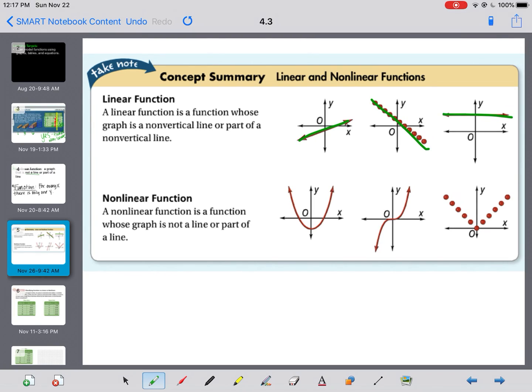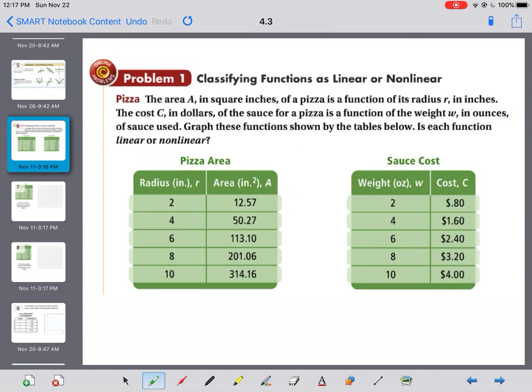Here are some examples of linear and nonlinear functions. A linear function is a function whose graph is a non-vertical line or part of a non-vertical line. See how all of them are straight lines, but they're not vertical? Those are linear functions. Nonlinear functions are functions whose graph is not a line or part of a line. So these are curved lines. This one, this one, and this one are all nonlinear functions.